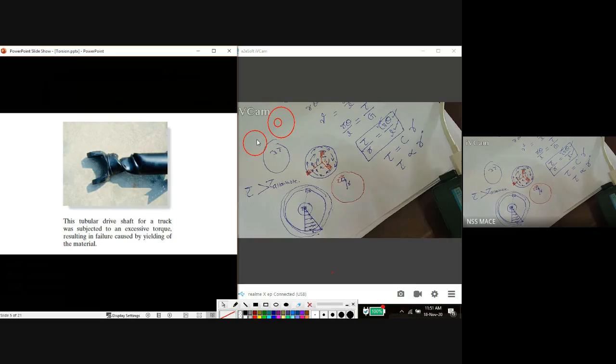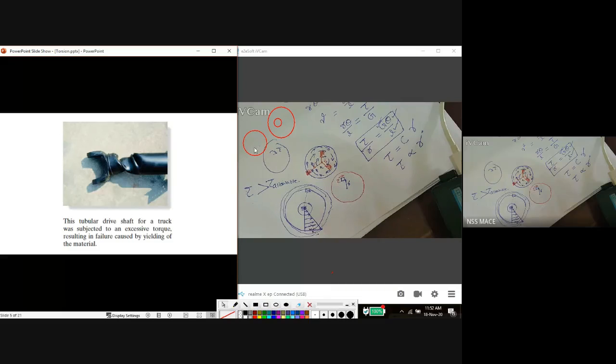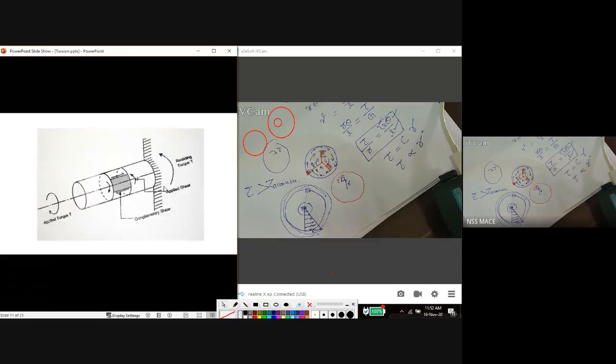When we compare a solid shaft and a hollow shaft with the same weight, the hollow shaft is stronger than the solid shaft. Okay, sir. Okay, so this is the reason. And I will explain more about it later.